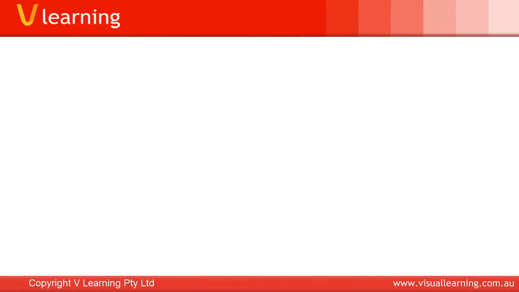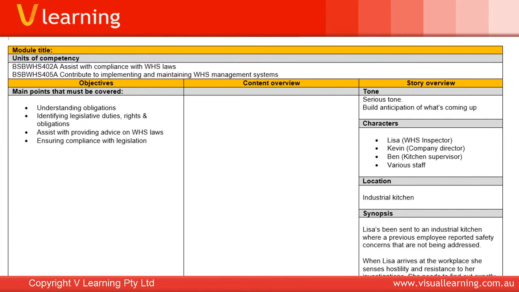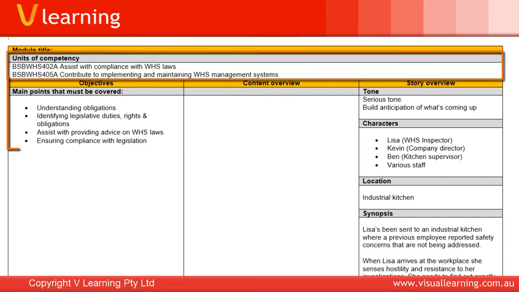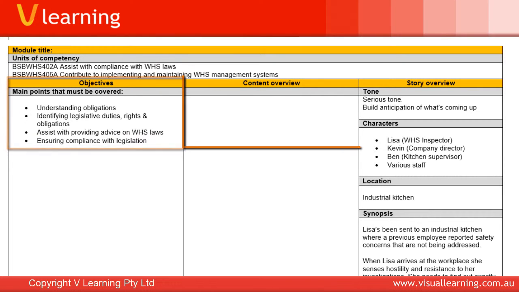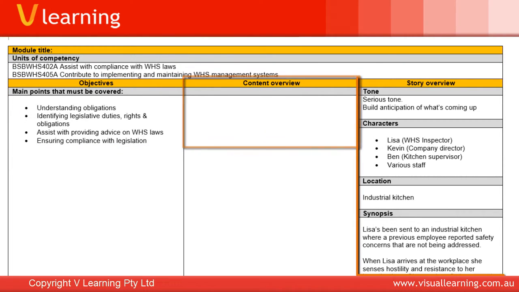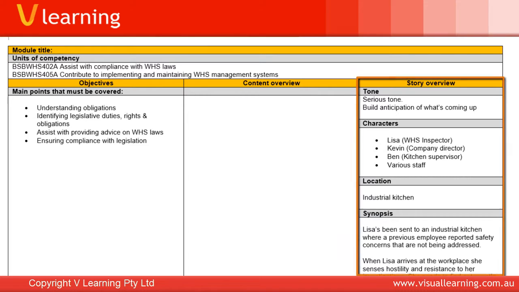Okay, now to the content plan. A content plan is a high-level overview of what needs to be covered in a module. The opening page of the content plan lists the units of competency, the objectives, provides a content overview, and also provides a story overview. These only need to be very high level.